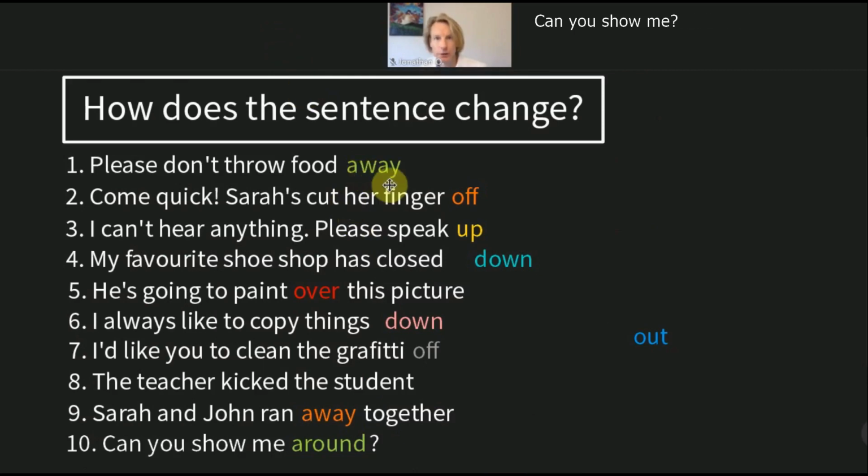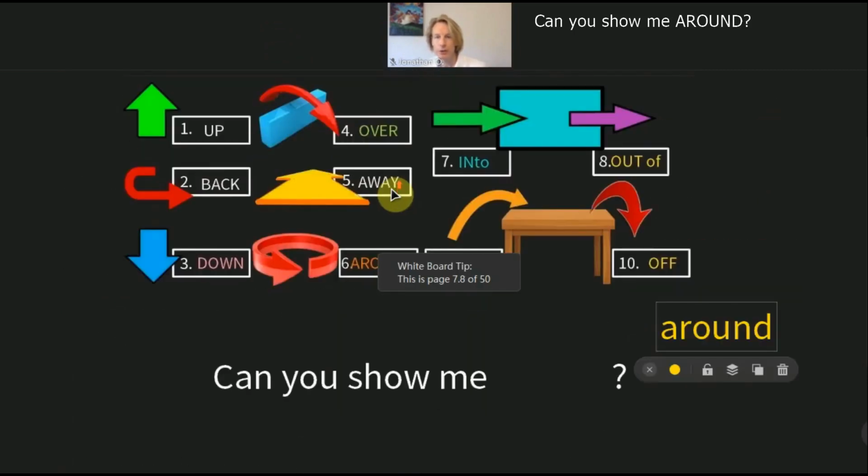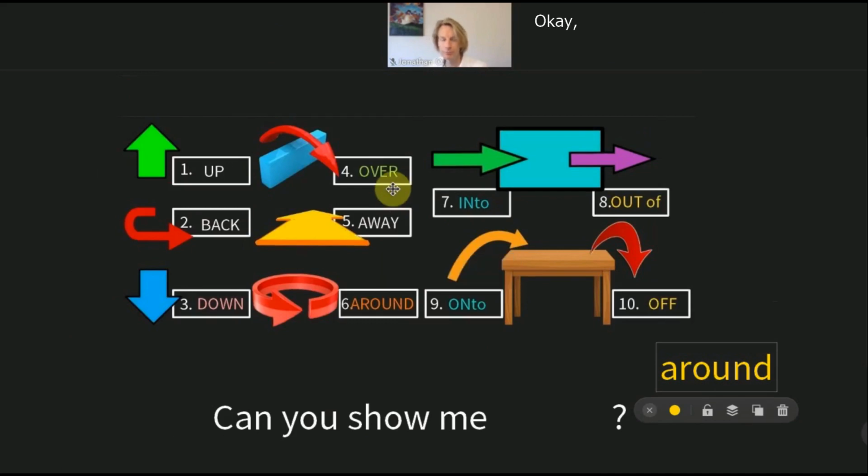Can you show me? Can you show me around? What's the difference? Okay, good. You have painted a picture. This picture, for example. Can you show me? Okay. Maybe you have redecorated your living room. Can you show me? Good.